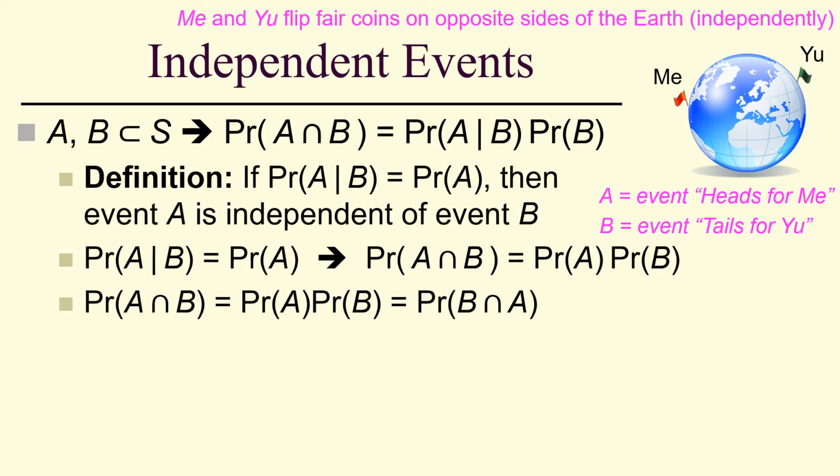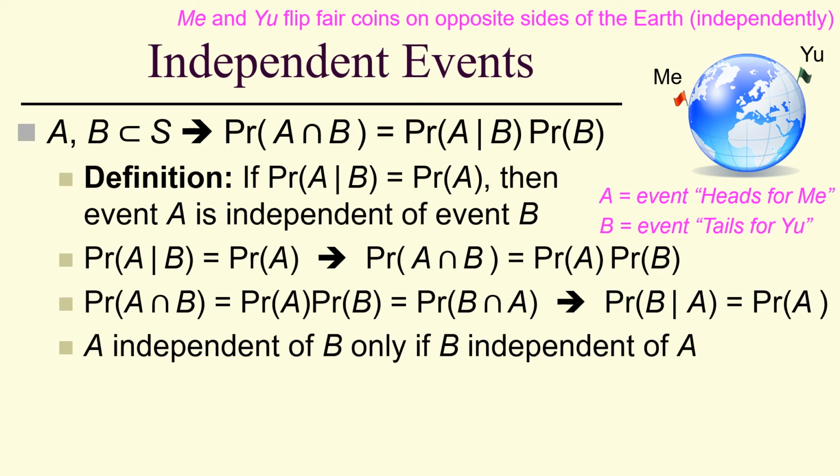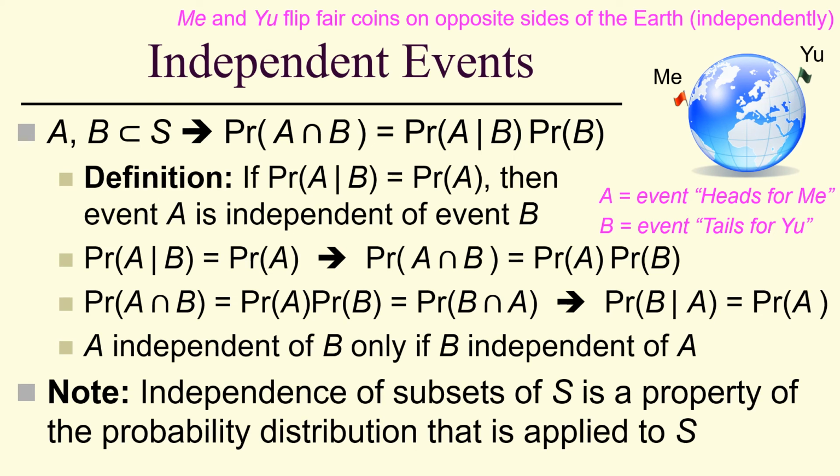The probability of A intersect B is the product of the probabilities, but it's also the probability of B intersect A, which means we also get the probability of B given A as the probability of B. In other words, A is independent of B only if B is independent of A. And note that independence of subsets is actually a property of the probability distribution that is applied to our sample space.